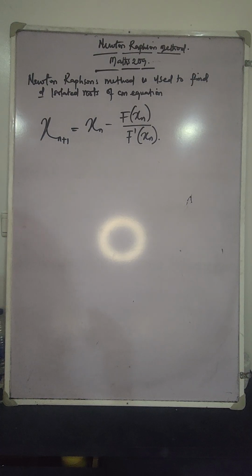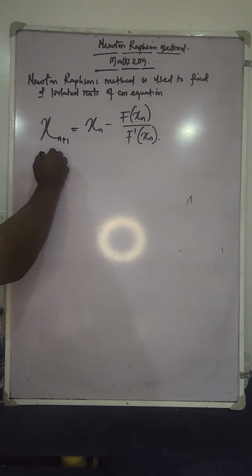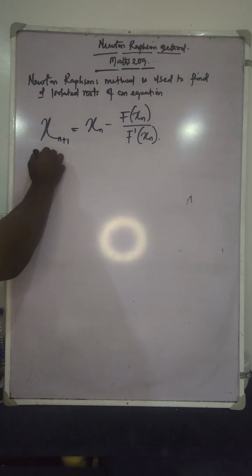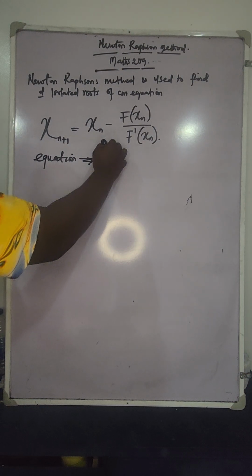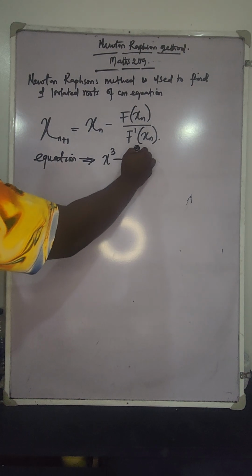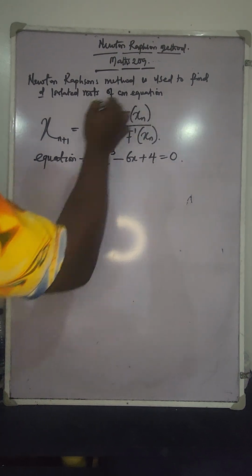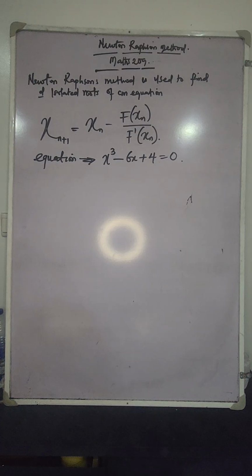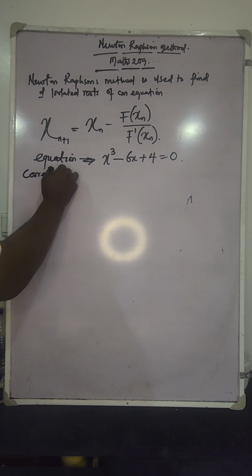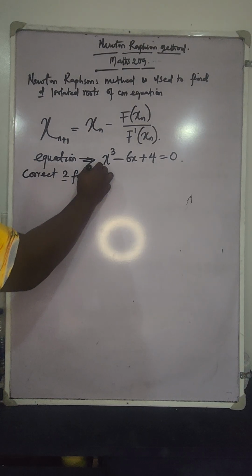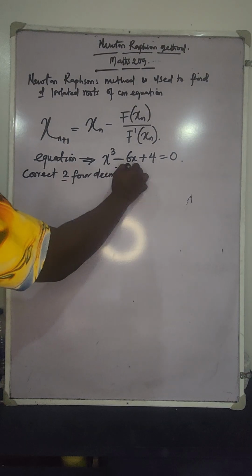Let's say, for example, we want to find the root of the equation x to the power of 3 minus 6x plus 4 is equal to 0, correct to 4 decimal places, using the Newton-Raphson iterative scheme.